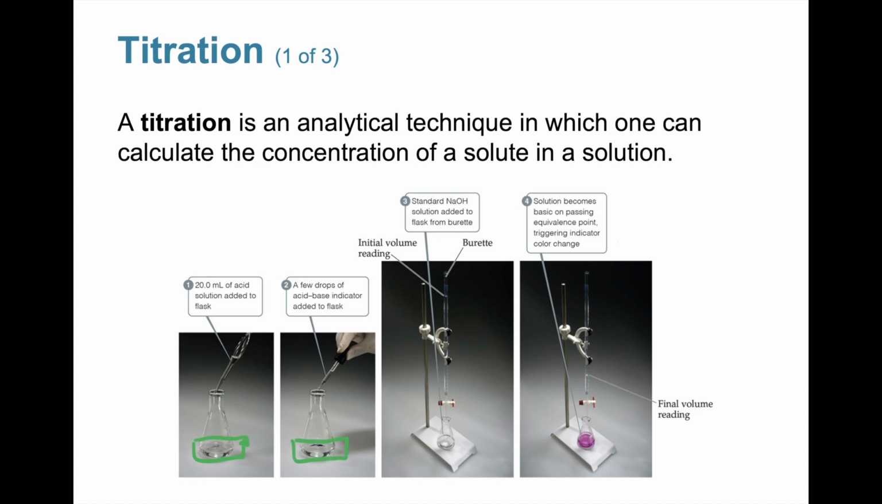We'll add to it an indicator solution, usually phenolphthalein. It turns pink when things get basic. And so what we'll do is have a standard solution in this big long glass tube called a burette, right? The burette has graduations on it, so you can keep track of how much you're putting into the flask. You put the known solution or the standard into the burette, and you drop it into the unknown flask until the flask turns pink.